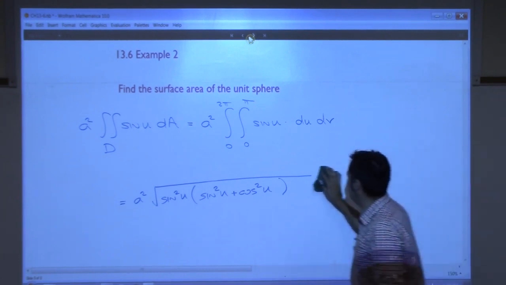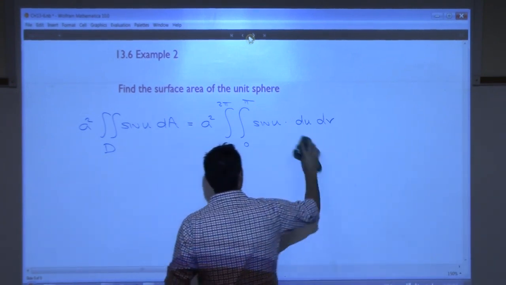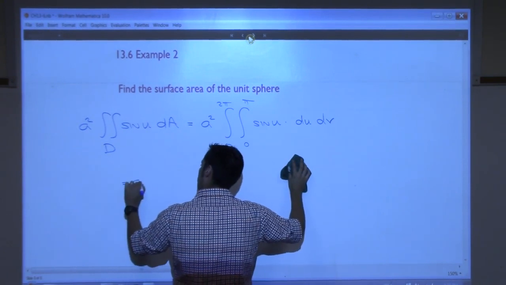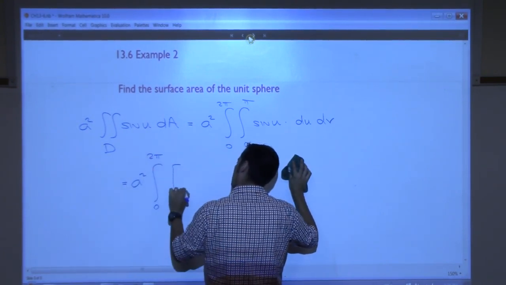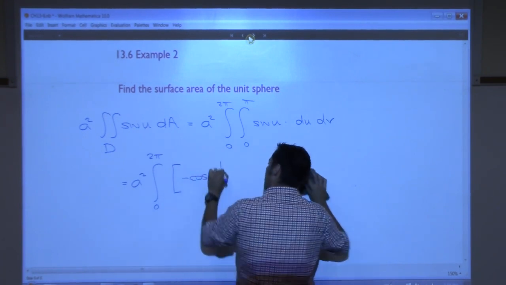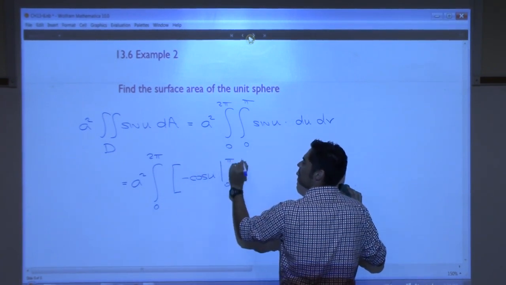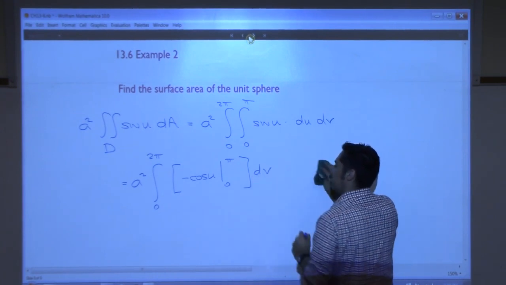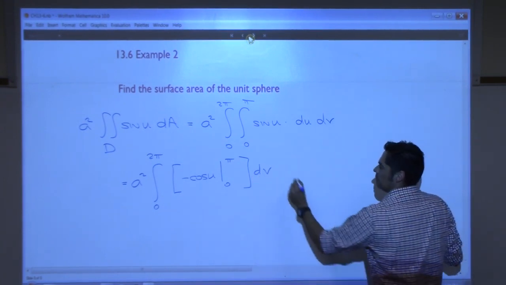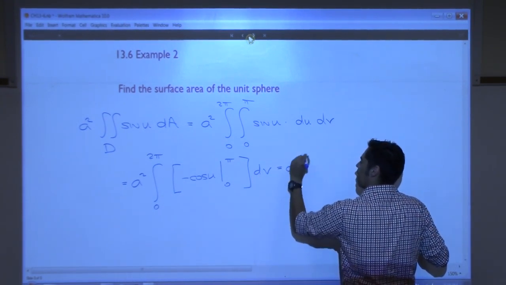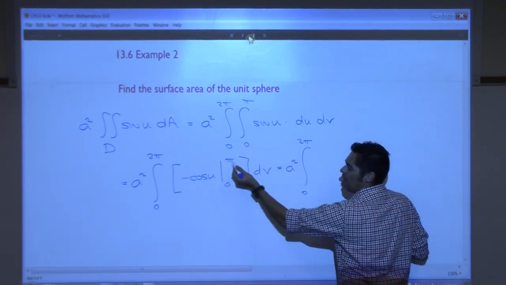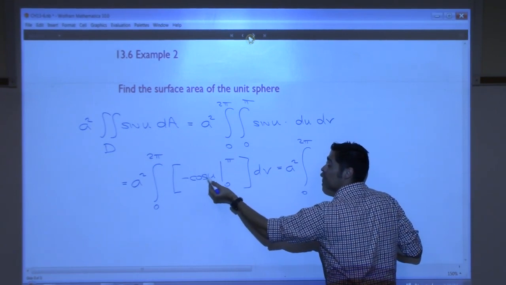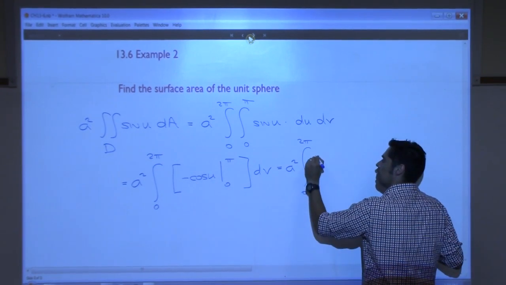What's the antiderivative of sine of u with respect to u? Negative cosine of u, evaluated from 0 to pi, dv. I know I'm going quick, but this should be trivial stuff at this point. Plug in pi, you get cosine of pi is -1, but then minus, so it's a 1.